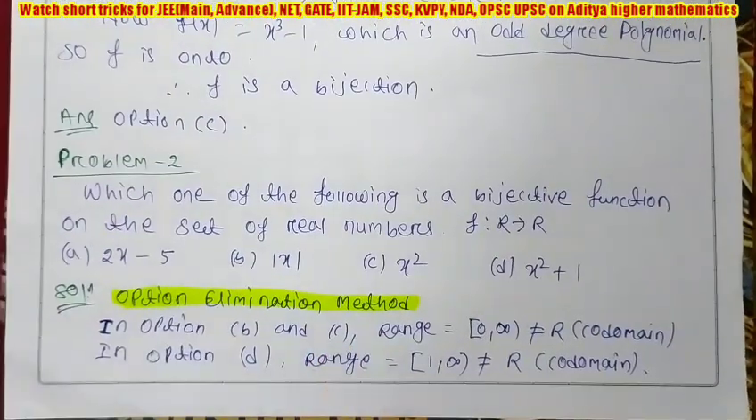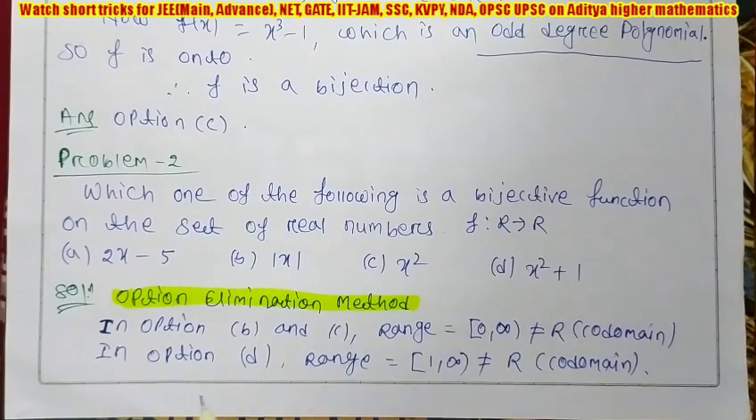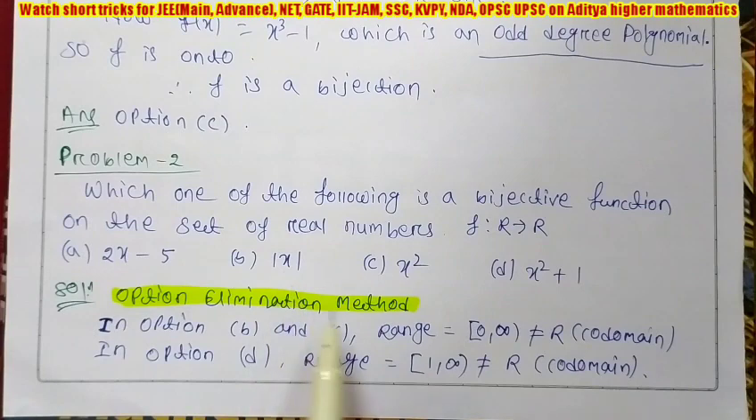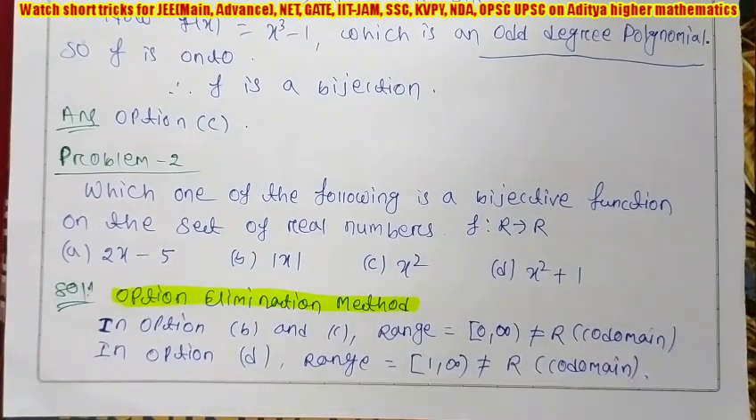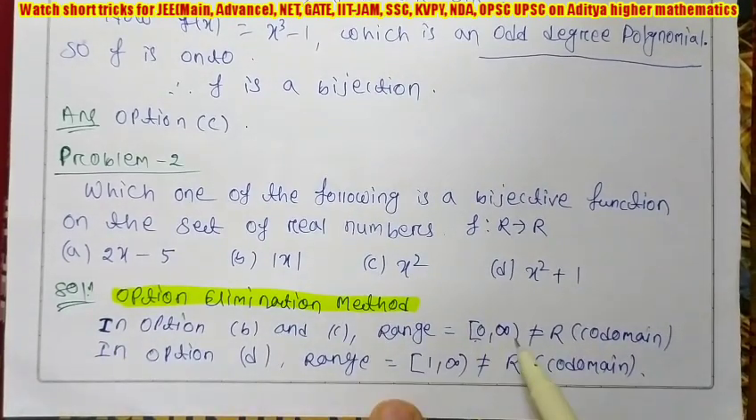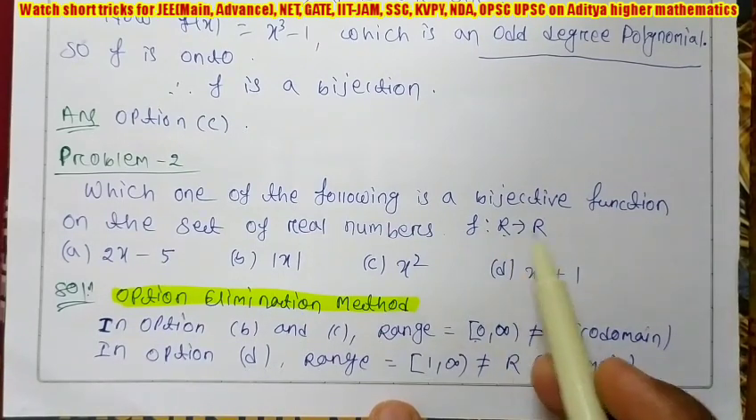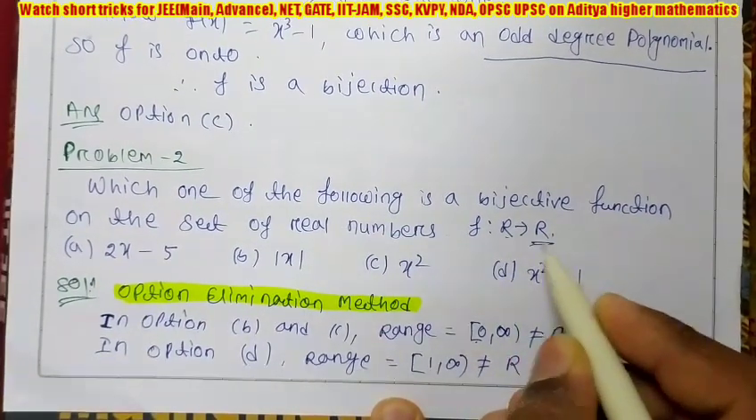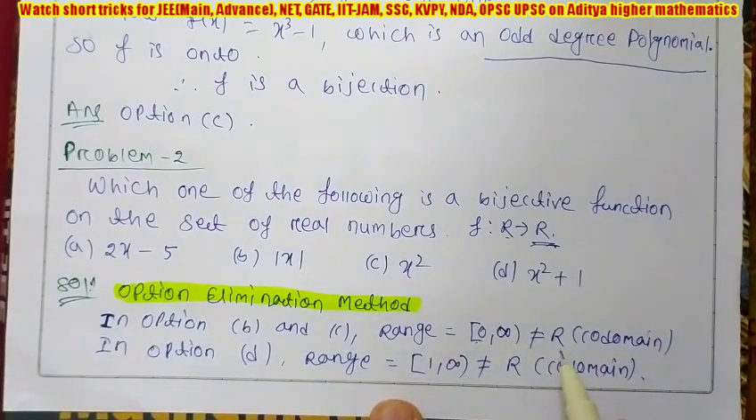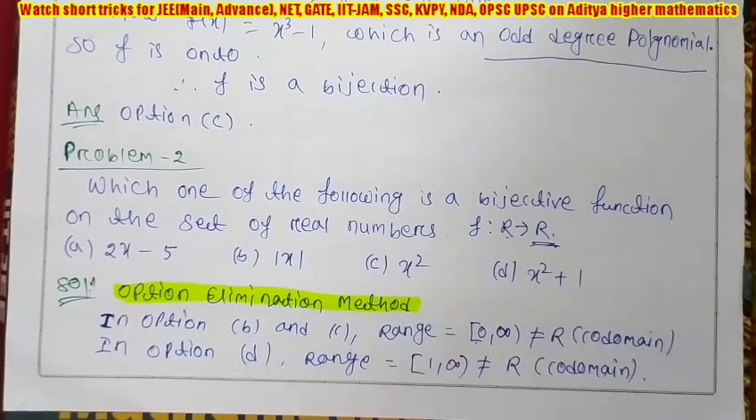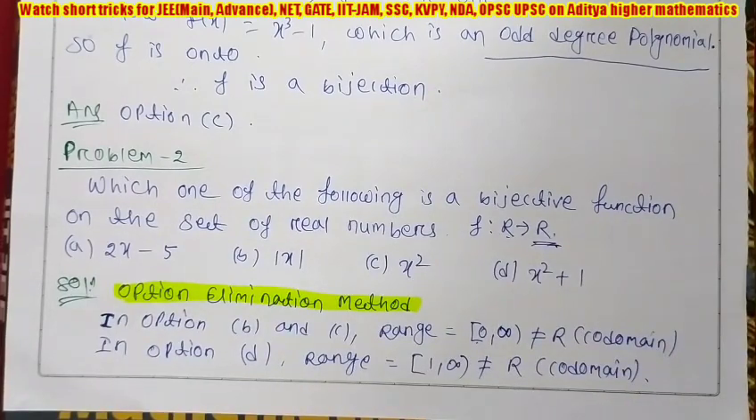Now you can observe that in options B, C, D, first I am taking options B, C. Here it is mod x given and here x square, and mod x and x square we know are always non-negative. That means the modulus or square of a real number is never negative. It is either 0 or positive. So its range is 0 to infinity. But f is a function from R to R, that is the codomain, the second set, is also R. That means range is not equal to codomain. So the function is not onto.